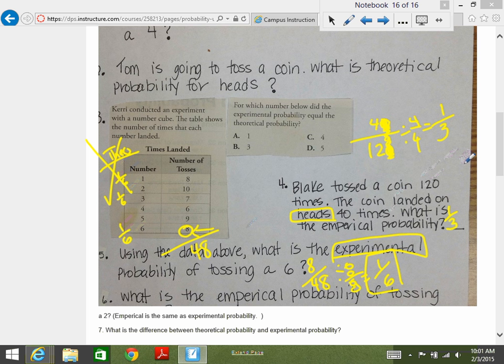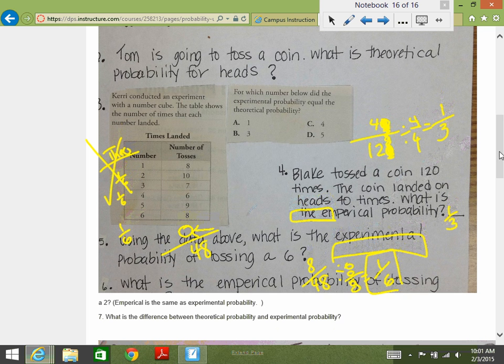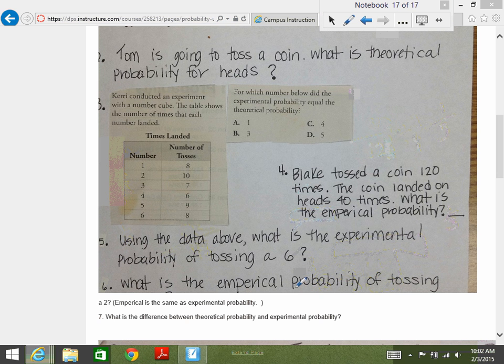All right, number 6. What is the empirical probability of tossing a 2? That's the same as experimental. So what's the experimental for tossing a 2 then? 10 out of 48. Different color here. So we get 10 out of 48. Can I reduce that? By what? 2, and you get 5 out of 24. 5 out of 24.